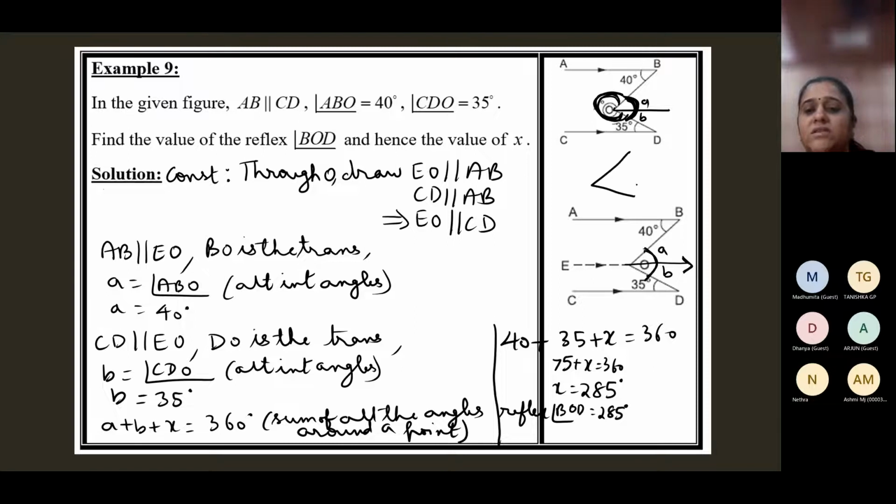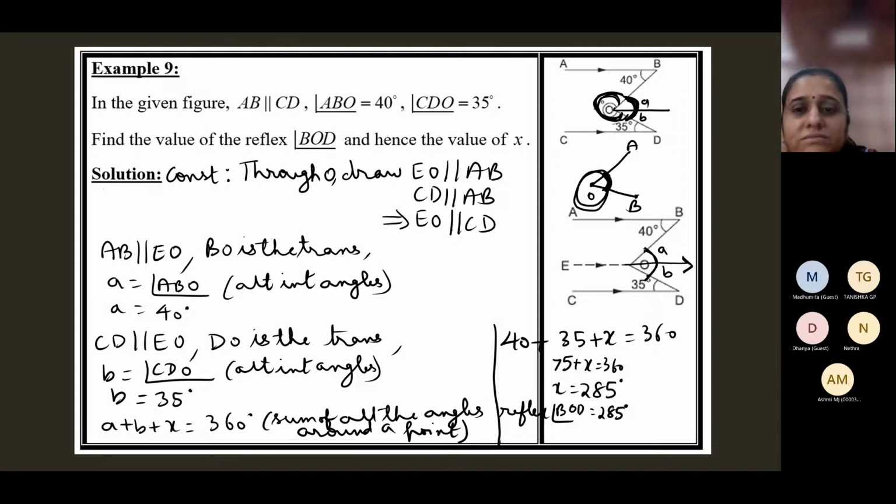When you have an angle like this, say AOB, this is angle AOB. The rest of it around the point is the reflex of angle AOB. Around a point, when you have two angles, this is angle AOB, and the rest of it is called the reflex of angle AOB.